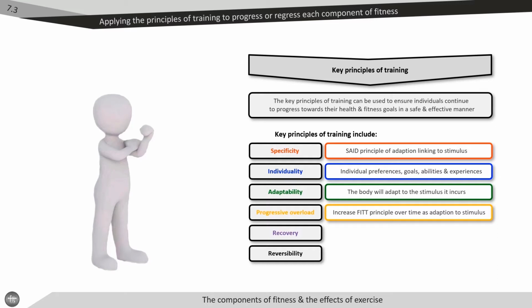This can be achieved using the FIT principle of training to adapt the training stimulus of an individual, such as changes to frequency or volume of the activity, changes to the intensity in terms of the work-rest ratios, heart rate, or rate of perceived exertion, for example. The level of progressive overload applied will be determined by the current fitness level of an individual and their goals.